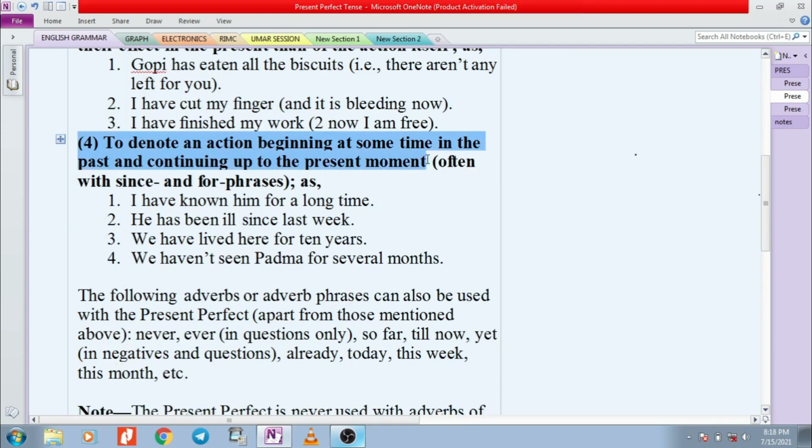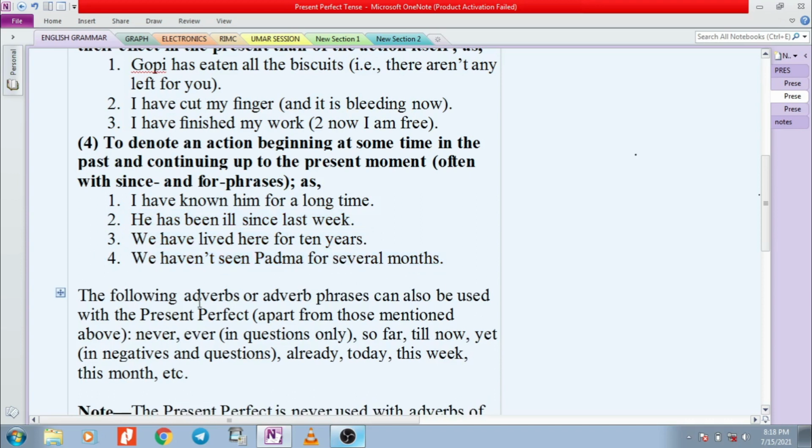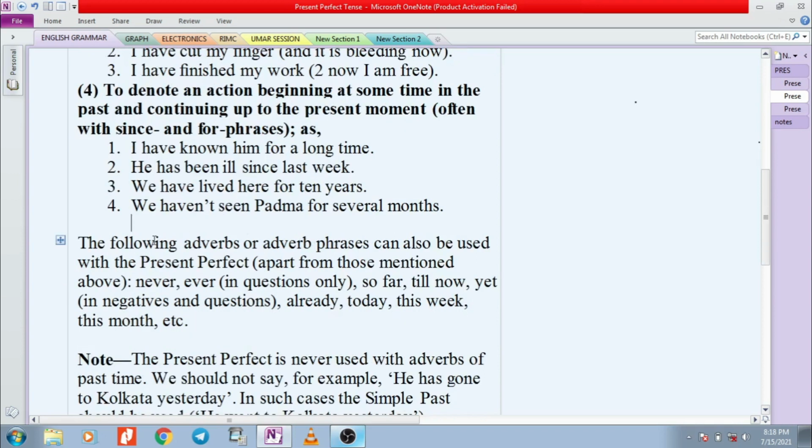Rule 4. To denote an action beginning at some time in the past and continuing up to the present moment, often with since and for phrases. I have known him for a long time. He has been ill since last week. We have lived here for 10 years now. We haven't seen Padma for several months. These are the 4 examples.